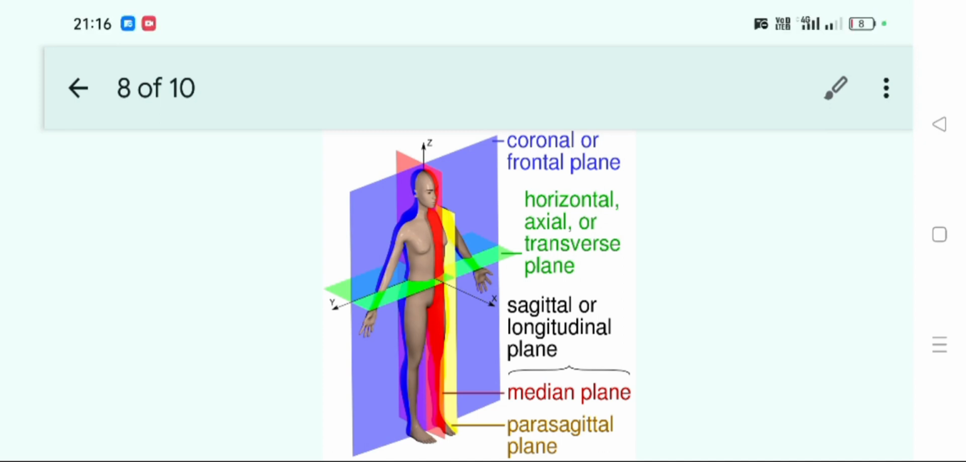After the end of this topic, you can easily understand movement in axis and plane.